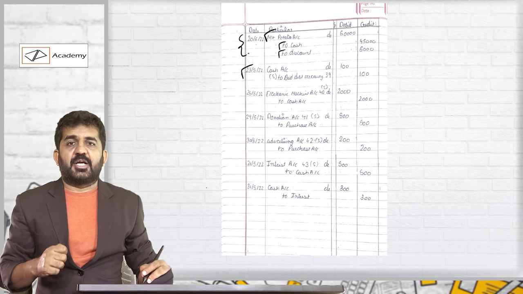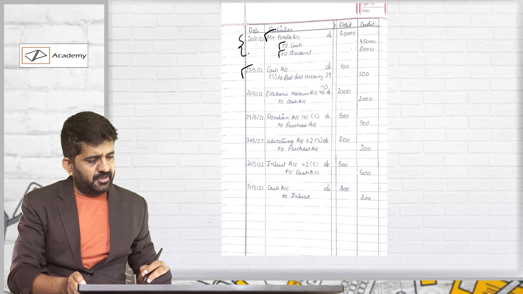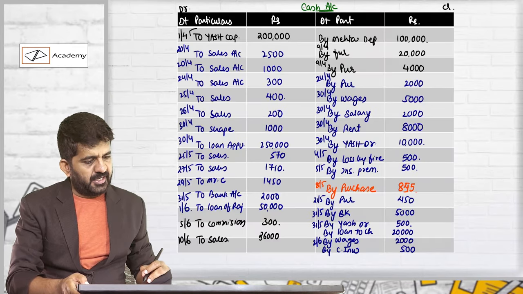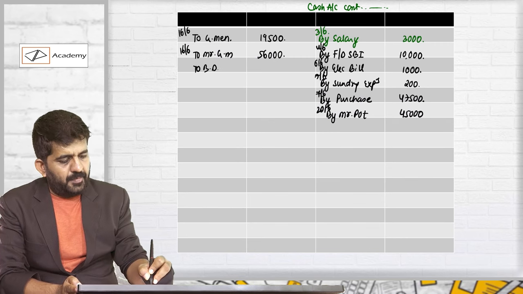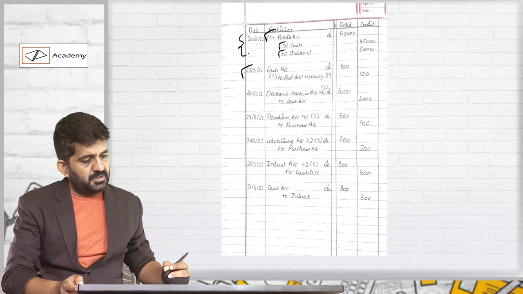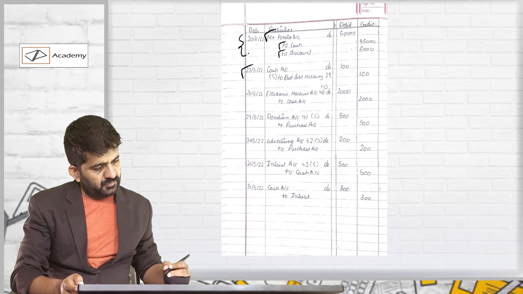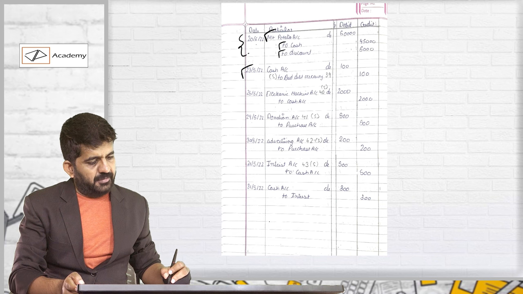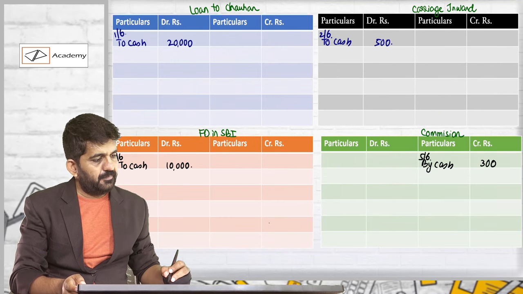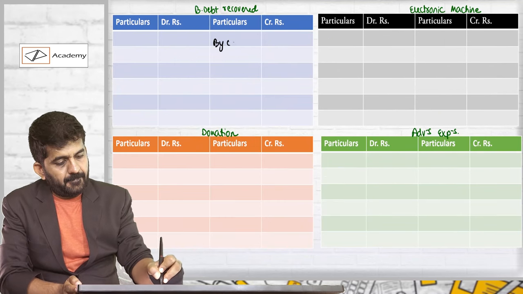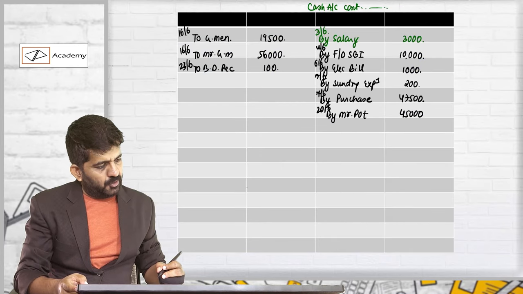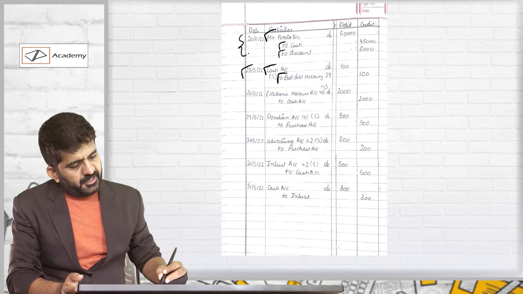23rd June. Cash account debit to bad debt recovered, 23rd June, 100 rupees. Cash account debit side to bad debt recovered, 23rd June, 100 rupees, and bad debt recovered account credit by cash 100 rupees. Given two effects, I can go ahead, tick mark this journal entry, go ahead.